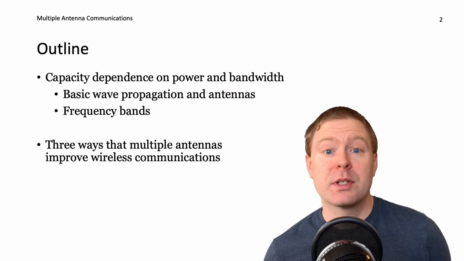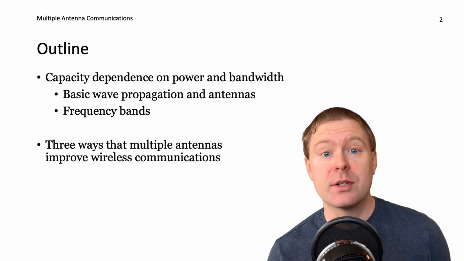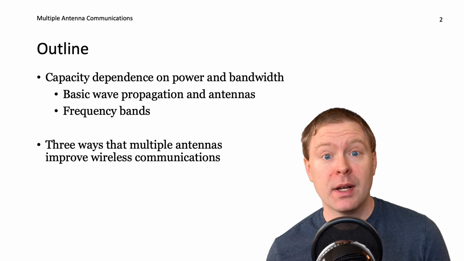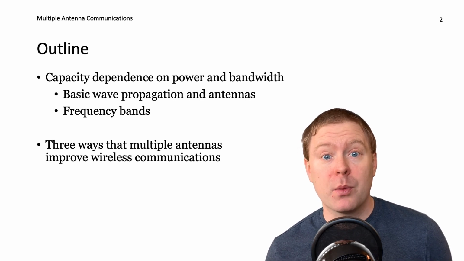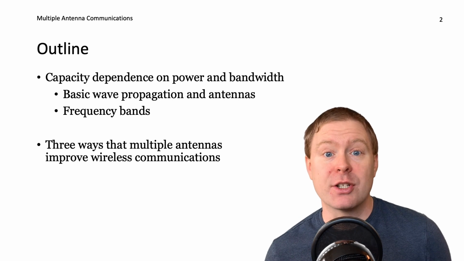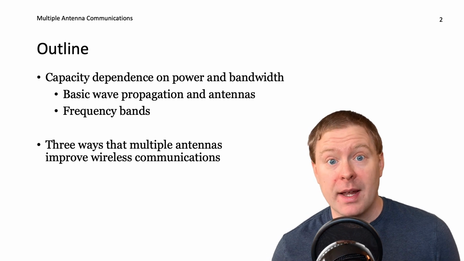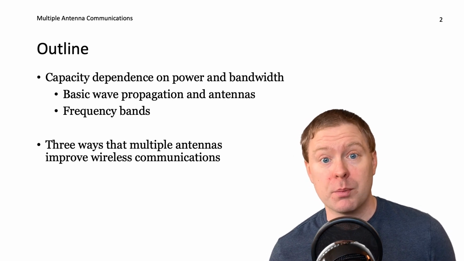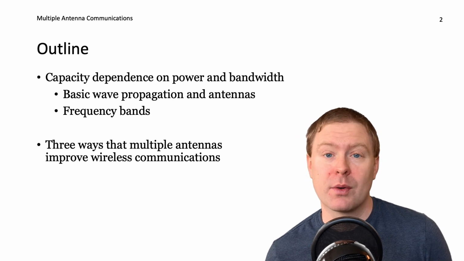In this lecture, I will start by talking about the channel capacity of a system with one antenna at the transmitter and one antenna at the receiver. And we will look at how it's impacted by the transmit power, by the bandwidth, but also by the communication channel and how it affects the capacity. And we will look at different types of antennas that can be utilized in order to improve the capacity, and how different frequency bands play a role here as well.